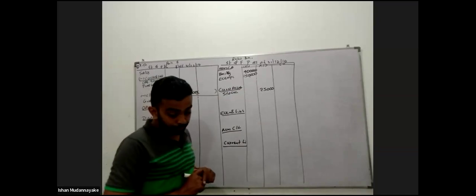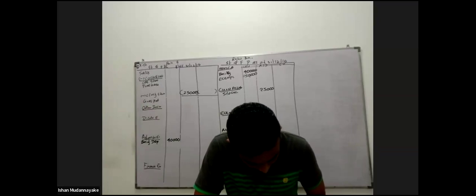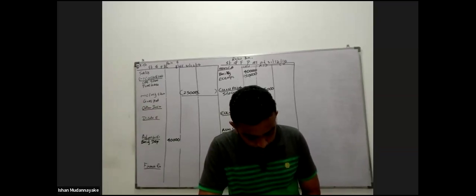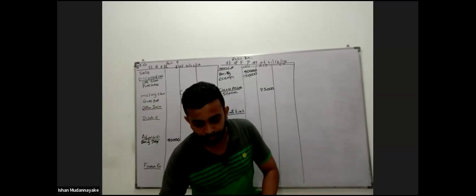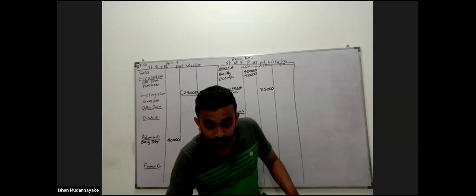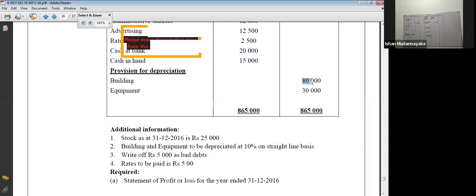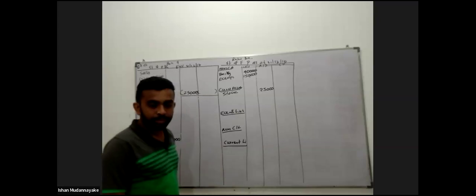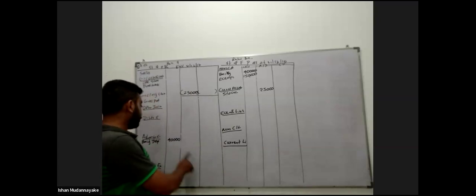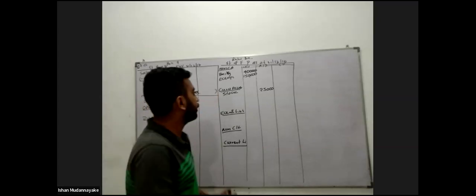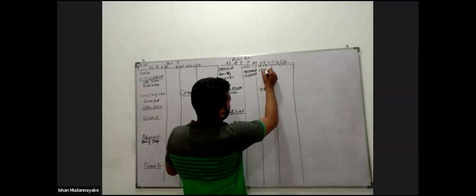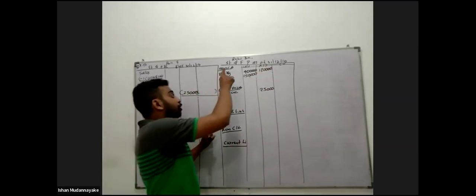And then students, this 40,000 you need to add to opening accumulated depreciation. In this question, you can see provision for depreciation building 80,000. What is that 80,000? That 80,000 is the opening accumulated depreciation of building. And then opening accumulated depreciation of equipment 30,000. Then this 40,000 current year depreciation you need to add to that 80,000. Building opening accumulated depreciation 80,000 plus 40,000, total amount how much? 120,000. Now here you can record the accumulated depreciation 120,000.